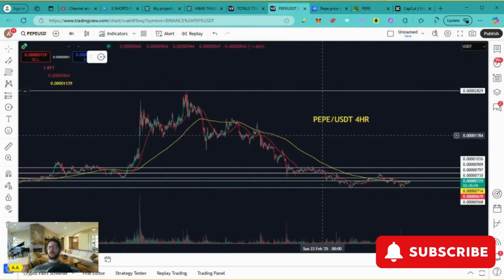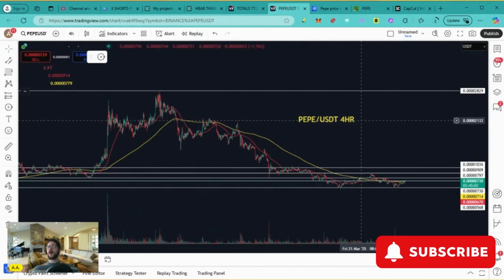This is the chart. We are looking at PEPE over USDT 4-hour chart on Binance.